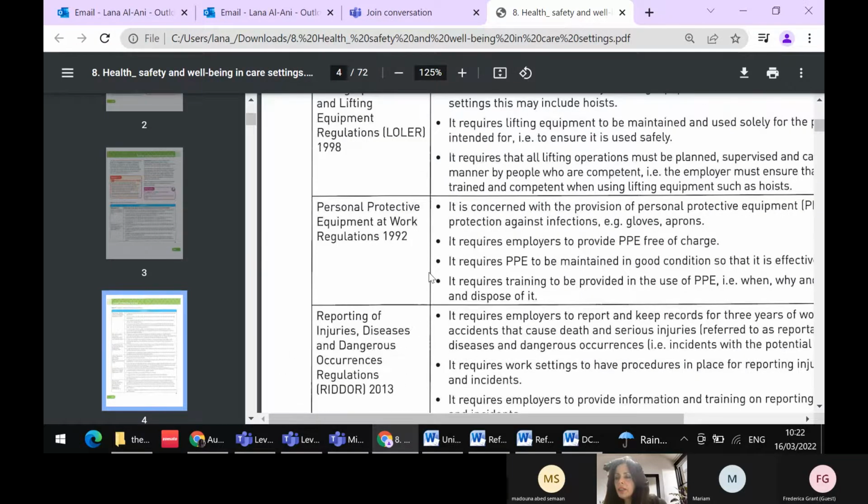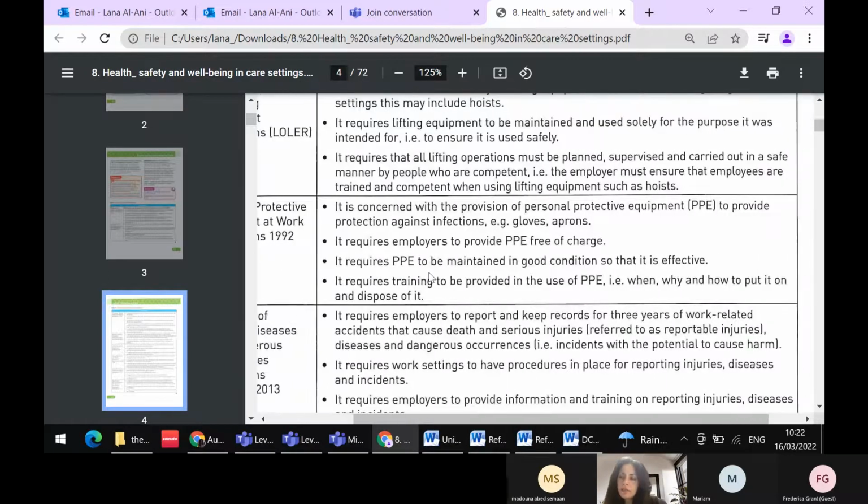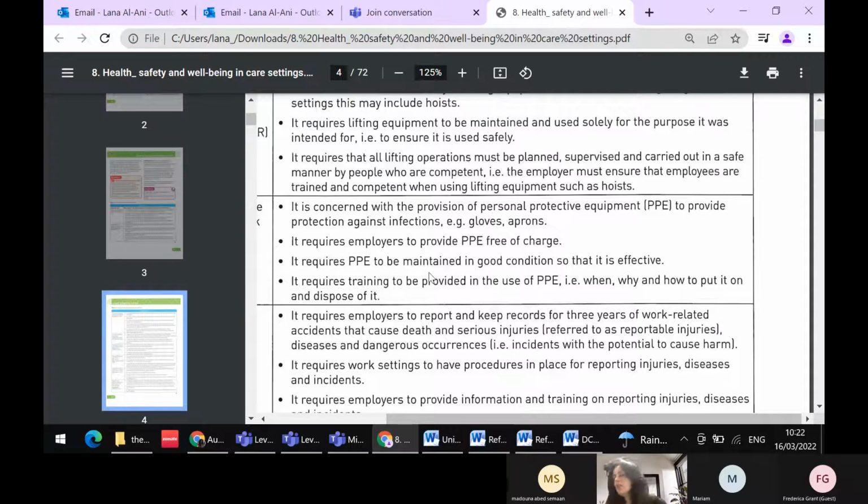Another regulation, Personal Protective Equipment at Work. So that's for the PPEs. We know there are PPEs. Do you know what PPE is, ladies? Yeah? PPE, personal protective clothing. Very good, personal protective equipment.